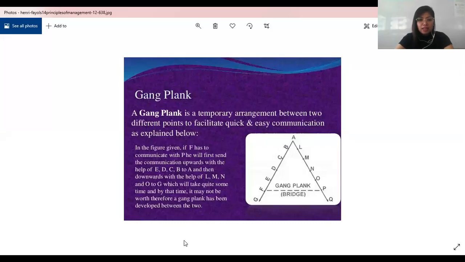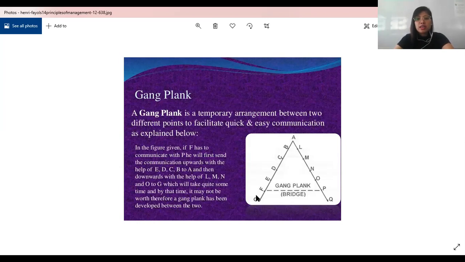Okay, so here in the gangplank, in the figure given, if F has to communicate with P, so F has to communicate with P. So he will first send communications upward with the help of E, D, C, B to A. So he will send first his message upward, no? So E, D, C, B, and A, and then downwards with the help of L, M, N, O to G. Okay, will take quite some time, and by the time it may not be worth it, therefore a gangplank has been developed between the two.